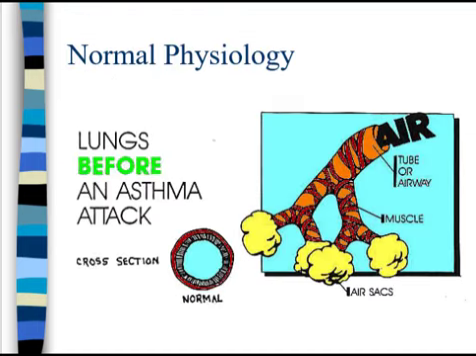So this is a normal lung. We have the tube for our airway, our trachea. You can see bands of muscle that are wrapped around. Here are the air sacs or alveoli, and here's a cross section of the inside of the airway, and this is normal. Lots of air can get through here.